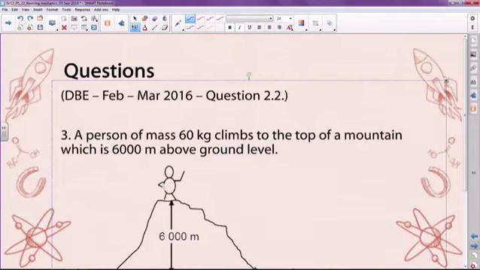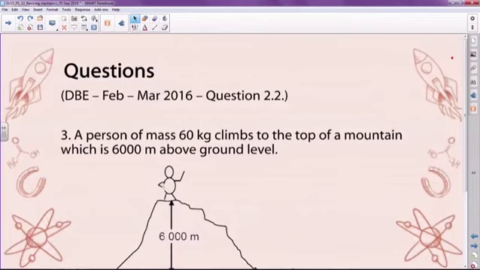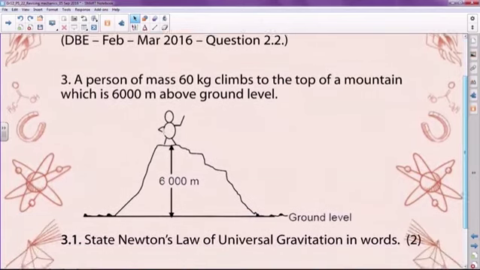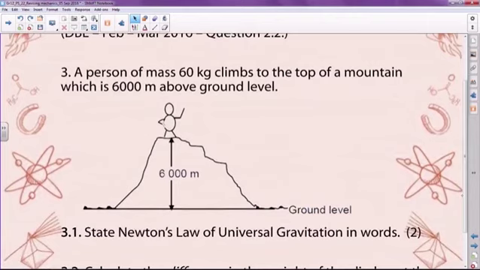All right, so let's get on to this one. This is such a nice question, this particular one, and I chose it because it's unusual in what they've asked, so that's why I did it. Now, it says to us that a person of mass 60 kilograms climbs to the top of a mountain, silly person, which is 6,000 meters above the ground. That's 6 kilometers, okay? This is not on my to-do list. It's not on my bucket list, if anyone's wondering.